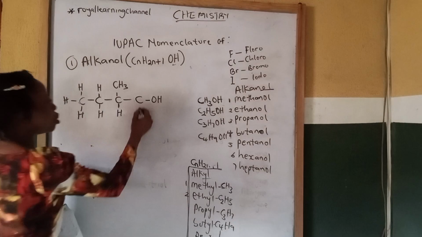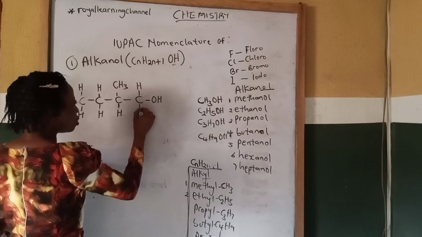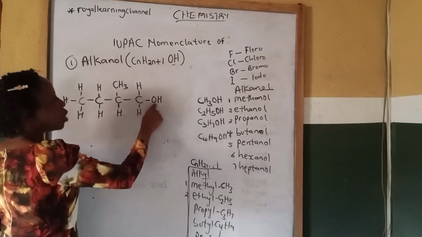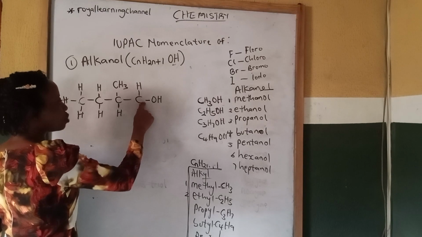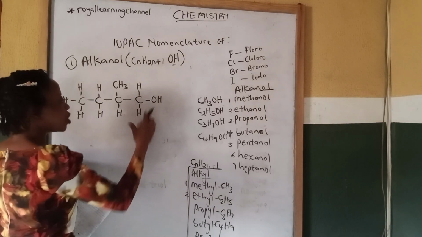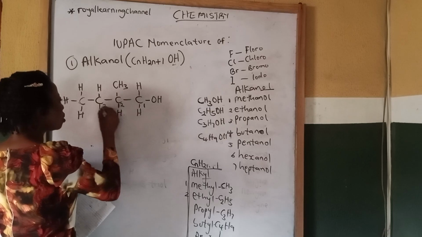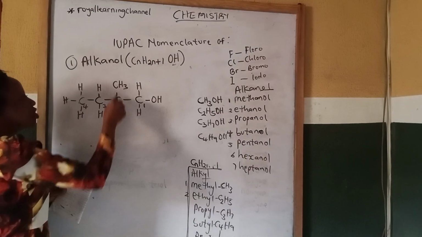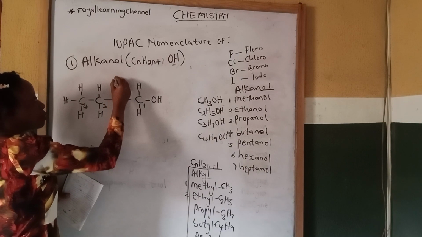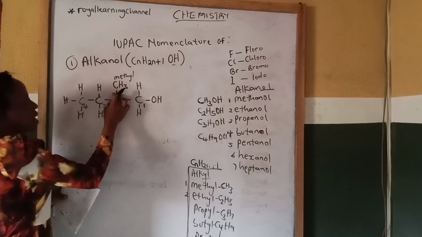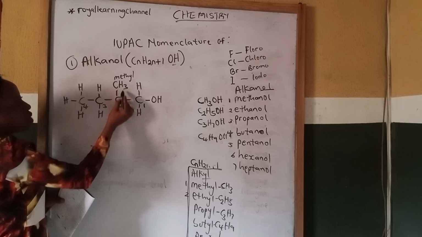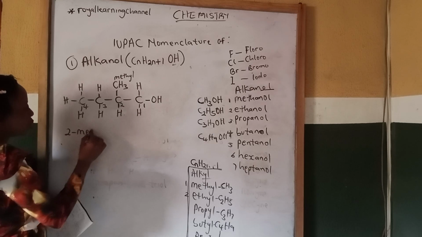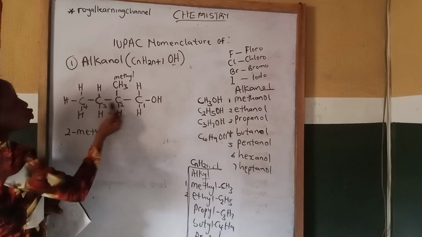So what are we going to call this structure? So we name from the side closest to our functional group. This time around, our OH, which is the functional group, is on the first carbon atom. So we name from this side since it is on the first carbon atom. 1, 2, 3, 4. Then we have substituents this time around. CH3 is your methyl. Your methyl is attached to the second carbon atom. So what will you call it? 2-methyl.